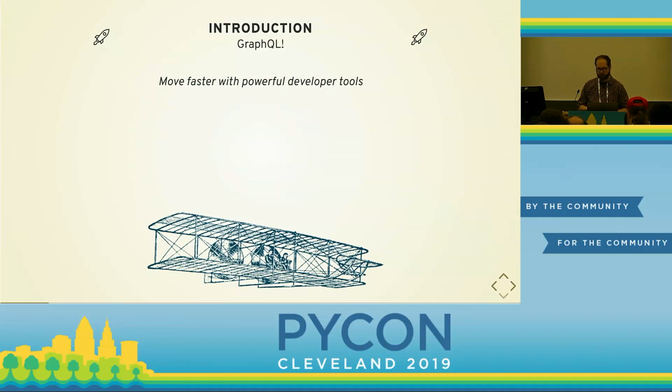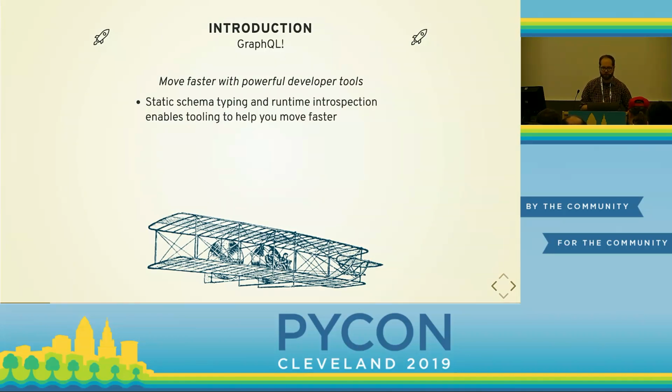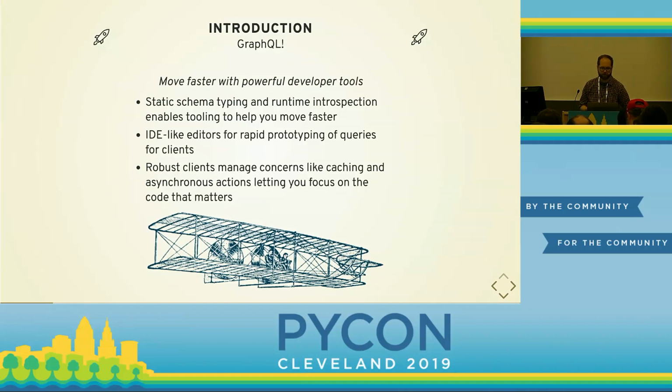The next bullet point is about moving faster with powerful developer tools. So static schema typing and runtime introspection allows tooling to help you move faster. An example of this is powerful IDE-like editors for rapid prototyping of queries and clients, like GraphiQL, a tool that we'll be using today. And also, you can have a robust client in your front-end web application to manage concerns like caching and asynchronous actions, which let you focus on code that matters. An example of that is Apollo, which we'll be using today.